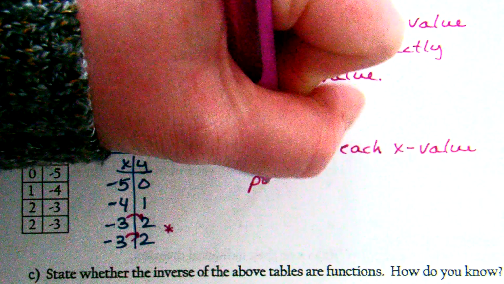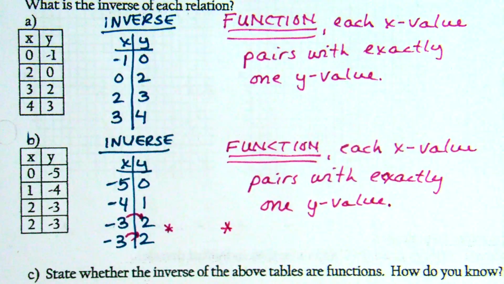pairs with exactly one y value. And if you're questioning the -3, the comment I'm going to write here so you have it is the repeat pairs the same x and y value together.